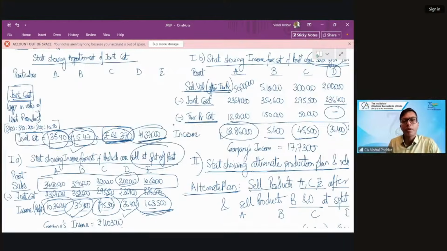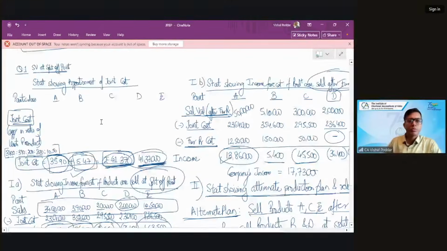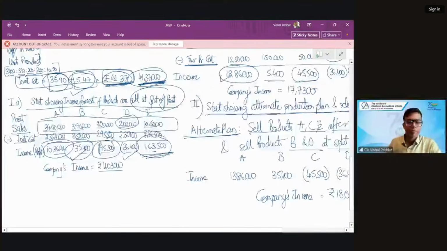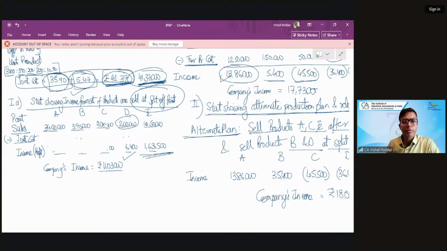Now I'll divide this 41,37,000 in this new ratio, which is 3400 is to 390 is to 200 is to 200 is to 1050, which is nothing but my sales value at split off point. Chalo, give me the new joint cost, students. As per this new ratio, what will be the joint cost? Tell me.